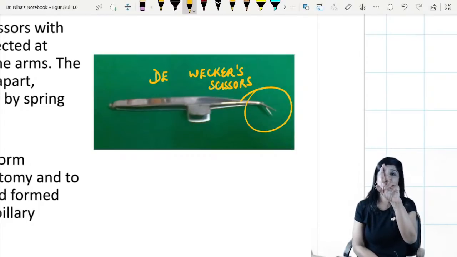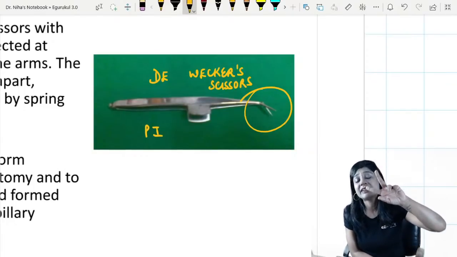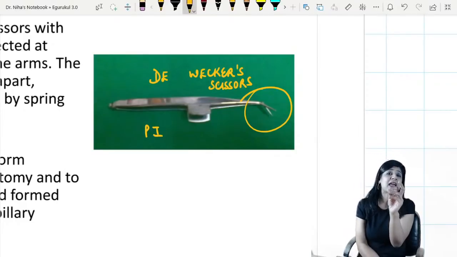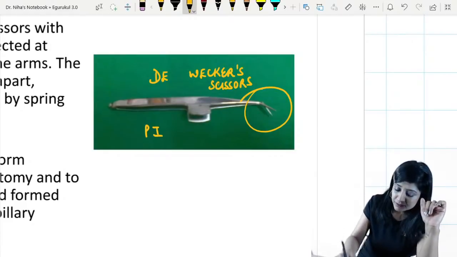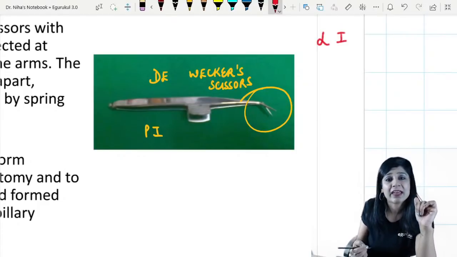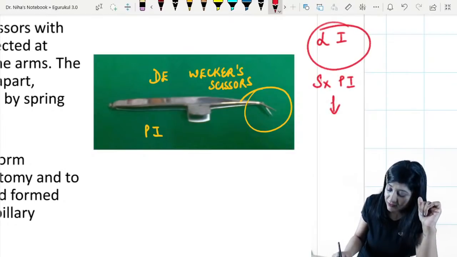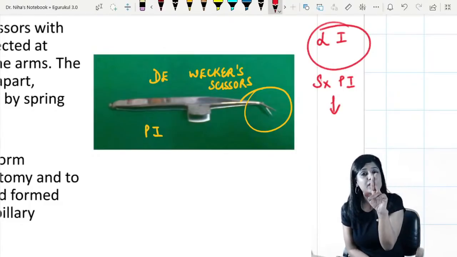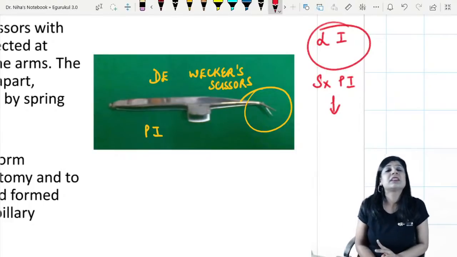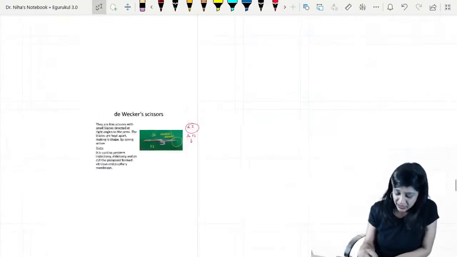So a V is formed. Where do we make a V? In cases of PI. So whenever you are making an opening in the iris with the help of surgery, this is very important for the FMG examination. They have asked this many times, where you are doing the laser iridotomy or where you are doing the surgical PI, which laser will be used. So when we are doing it surgically, which instrument are we using? Because we are creating that V-shaped incision, we are using the De-Wecker's scissors. So basically it is used for iridectomy, or the opening in the iris, right?